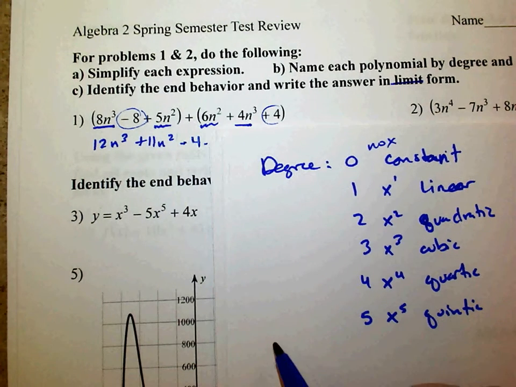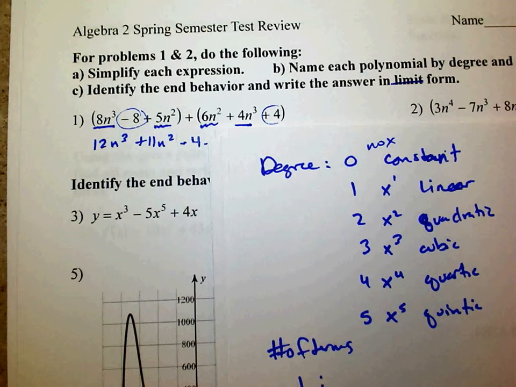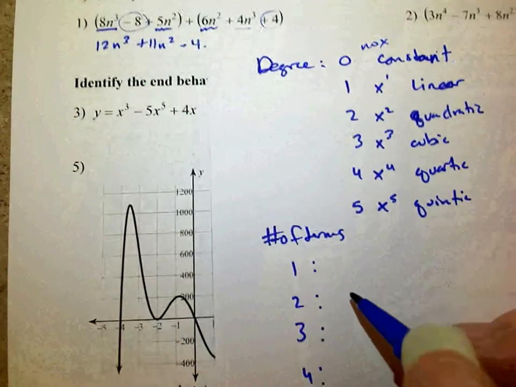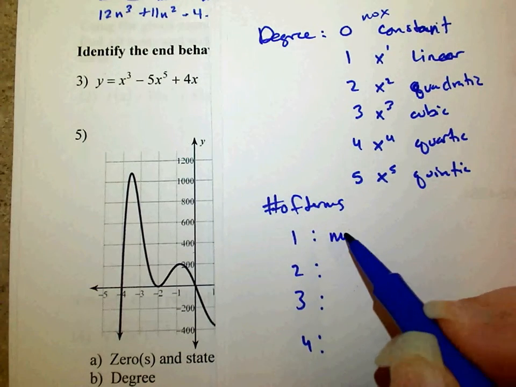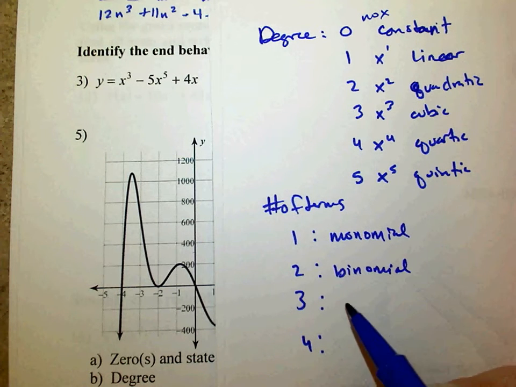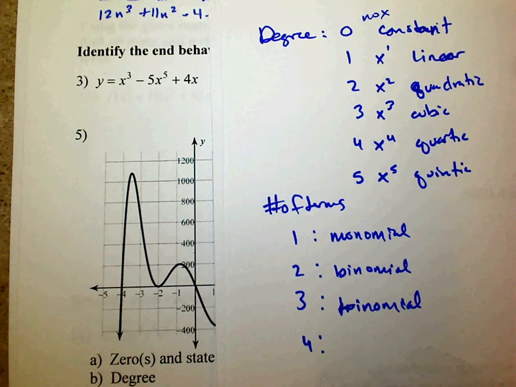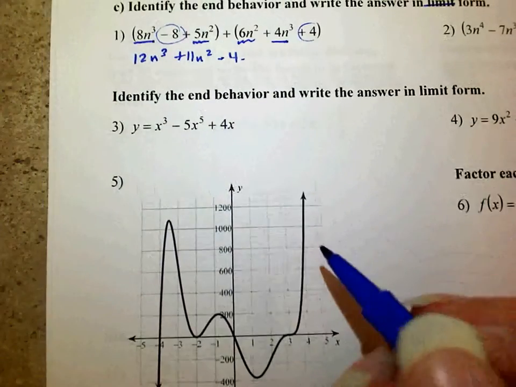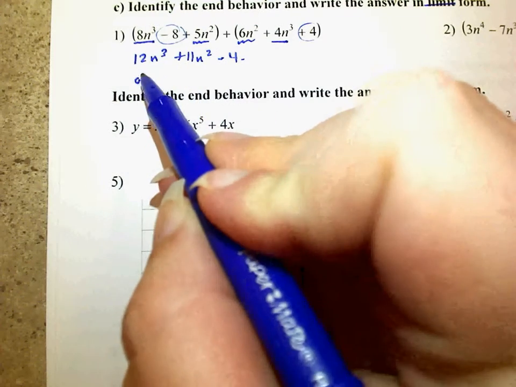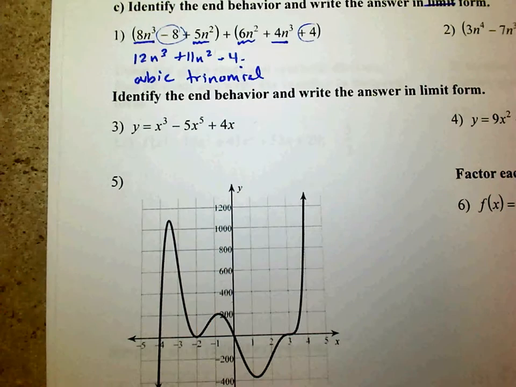Okay? And then number of terms, there's only three things you need to worry about. 1, 2, and 3. So if it's got 4, it's just polynomial with 4 terms. But if it's 1, then it's a monomial. If it's 2, it's a binomial. And if it's 3, it's a trinomial. So I have to write cubic. And then 4, polynomial with 4 terms, or anything higher. Okay. Well, the highest power is 3, so it's a cubic. There's 3 terms, so it's a trinomial. Okay? And so that names it.